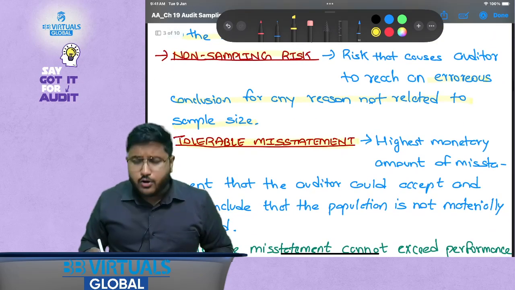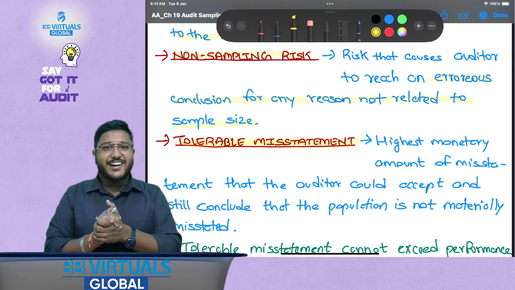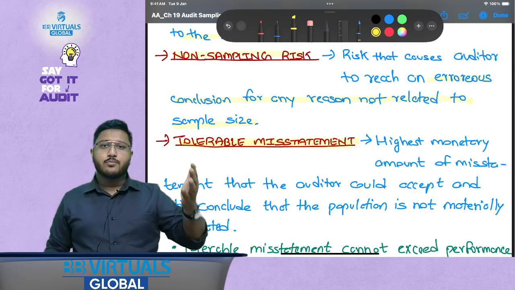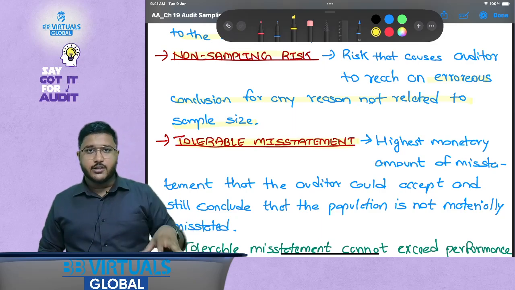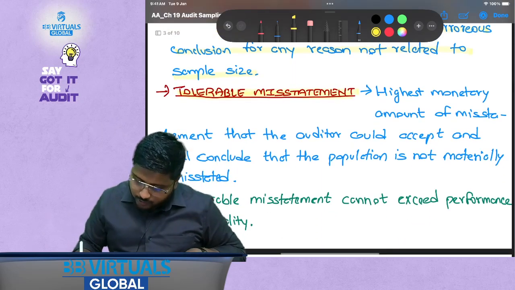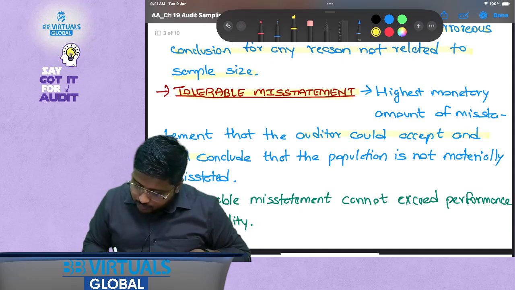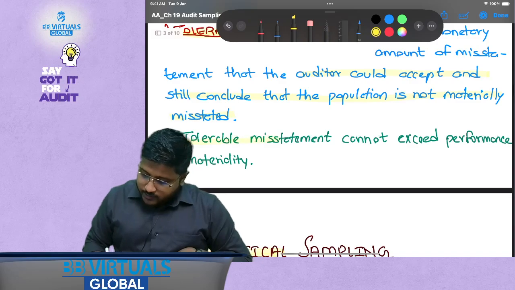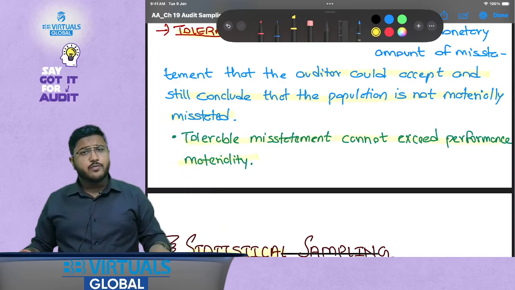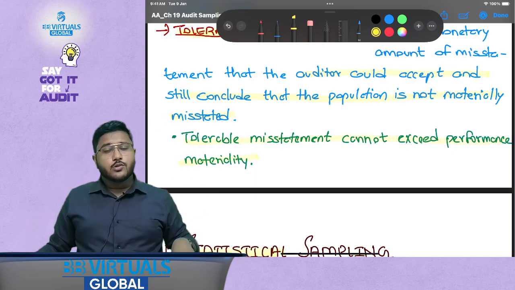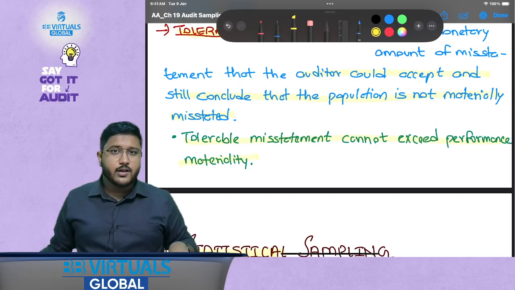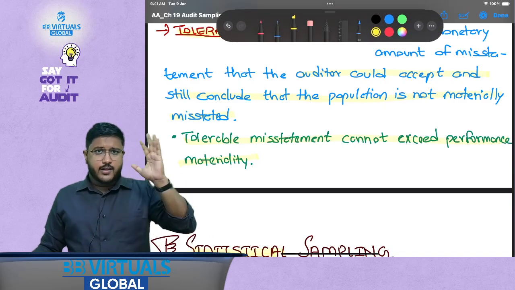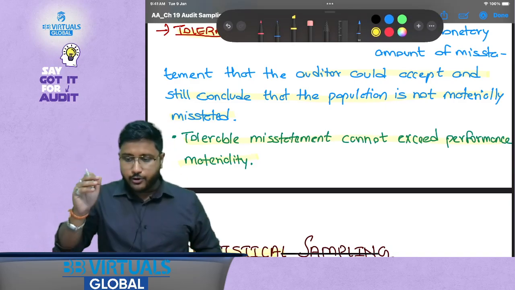Tolerable misstatement is the misstatement that the auditor could accept without modifying the audit opinion or without changing the parameters. It is the highest monetary amount of misstatement that the auditor could accept and still conclude that the population is not materially misstated. Now, tolerable misstatement cannot exceed performance materiality. What is performance materiality? We have already discussed it under the materiality chapter. So your tolerable misstatement cannot exceed the performance materiality, which has been decided at a lower level than the overall materiality for the FS.